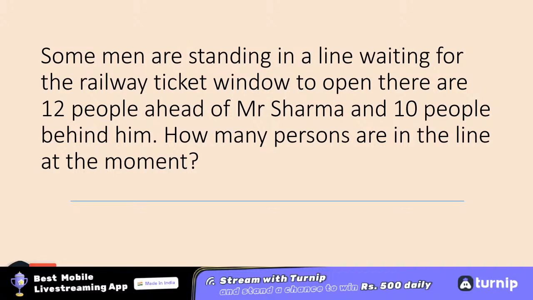So some men are standing in a line waiting for the railway ticket window to open. Now many people are standing in the railway ticket line and they are waiting for their chance to come so that they could pick up the ticket. There are 12 people ahead of Mr. Sharma. And now Mr. Sharma is also standing in a line and waiting for his chance. When will his chance come? There are 12 people which are ahead of Mr. Sharma and 10 people behind him. How many people are there in the line at the moment?